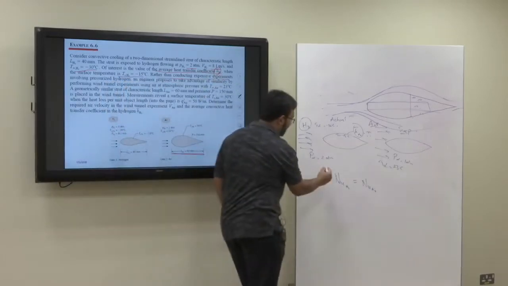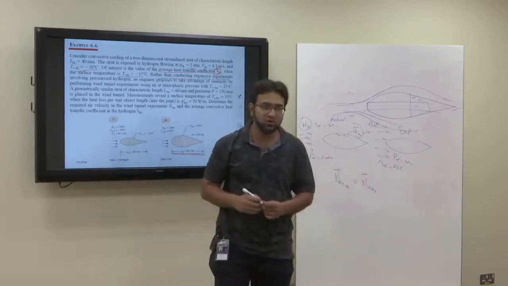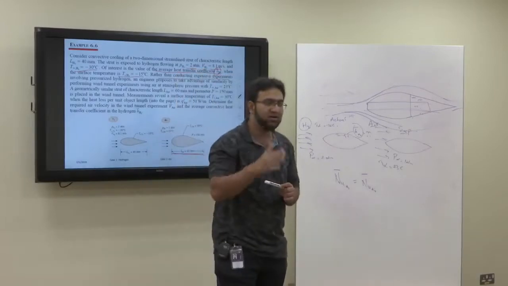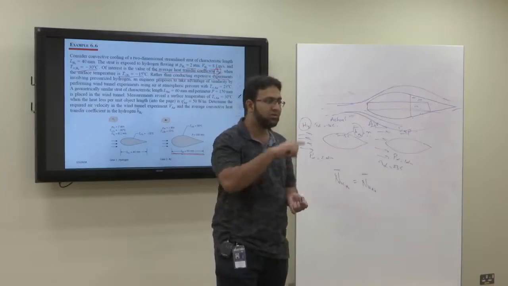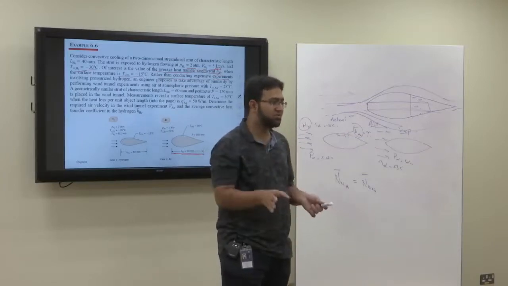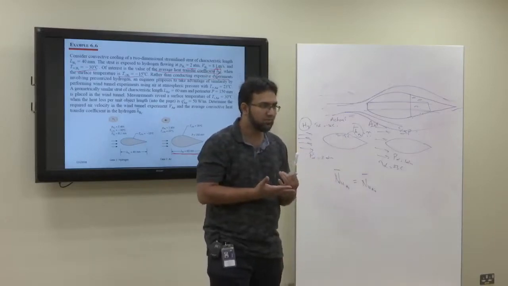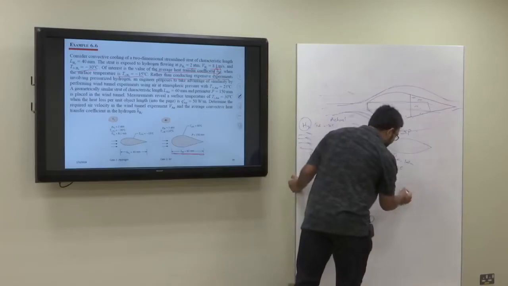Now, in order to make the Nusselt number for the two cases equal, since we want average, let me put here average. So average Nusselt number depends upon Reynolds number and Prandtl number. So we need to make sure that the Prandtl number and Reynolds number for the two cases are same. If the Prandtl number and Reynolds number for the two cases are same, then the Nusselt number of the two cases will also be same.